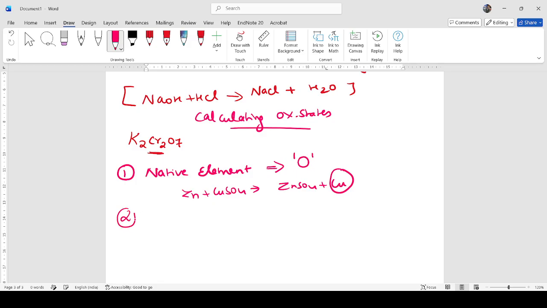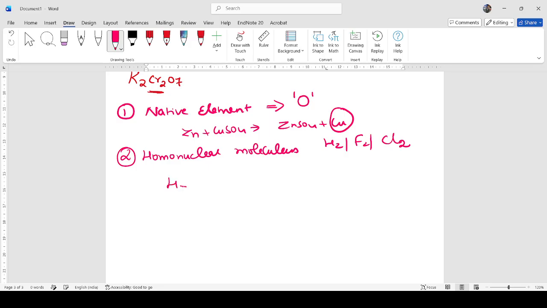Second, if I have homonuclear molecules like hydrogen, fluorine, chlorine, etc. Here, 2 hydrogens are bonded, 2 fluorines are bonded, 2 chlorines are bonded. The bond has happened between the same element itself. If both the elements are the same, where is the necessity to give the electron or take the electron?